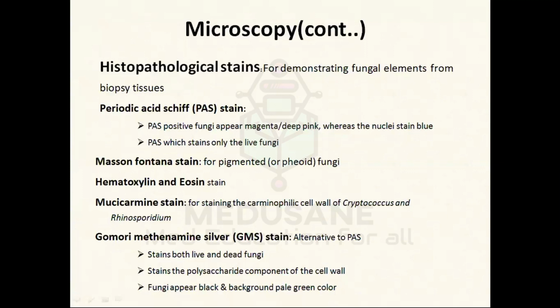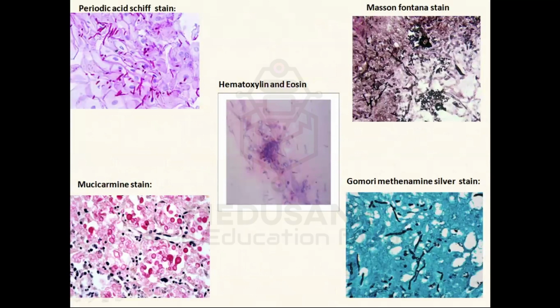And in the Gomori methenamine silver, the background will be green in color, and only the fungus will take up the black color. And there are other stains like Mucicarmine stain and Hematoxylin and eosin stain and the Masson stain also. So these are the features for this histopathological stain. This is the periodic acid Schiff stain, the Mucicarmine stain, the Hematoxylin and eosin stain, the Masson stain, and the Gomori methenamine silver stain.